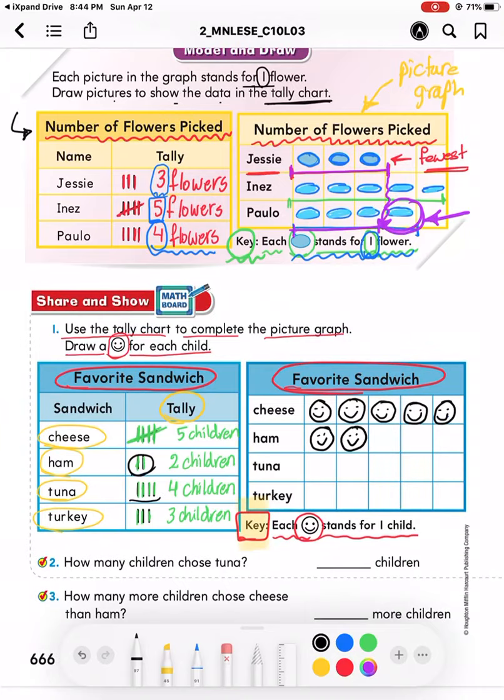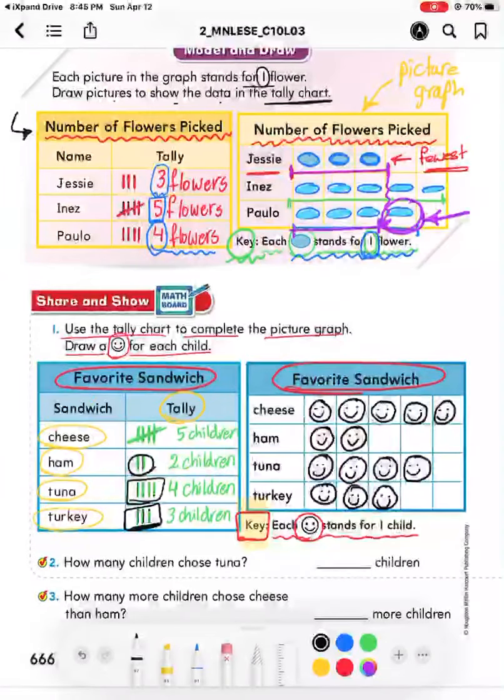Now what about the tuna? We got 4 tallies, which means 4 children. Let's draw 4 smiley faces. 1, 2, 3, and finally 4. Now, what about the turkey sandwich? How many children consider it their favorite sandwich? Here we got how many tallies? 3, which means 3 children. So we have to draw 3 smiley faces or happy faces. Excellent.